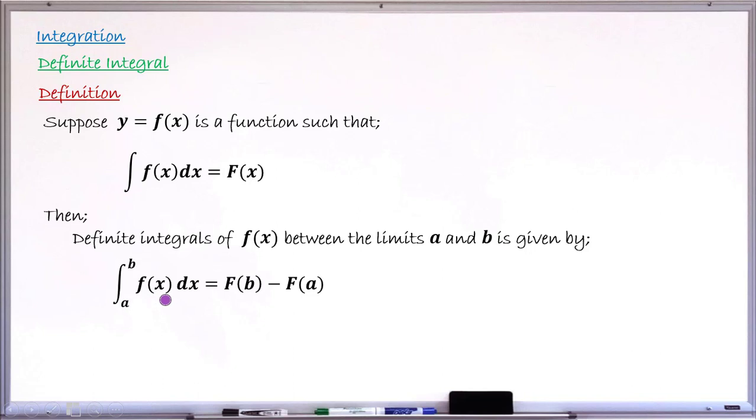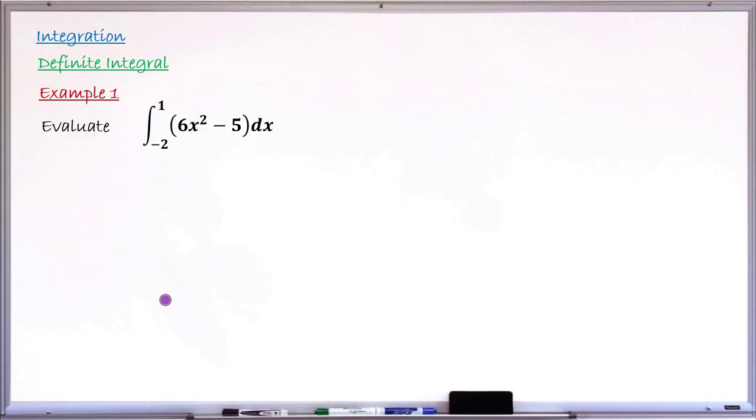So let's just move and take examples. Example number 1, we asked you to evaluate the integral from minus 2 to 1 of the function 6x squared minus 5 with respect to x. So, solution to this problem. What we do is write down the formula.